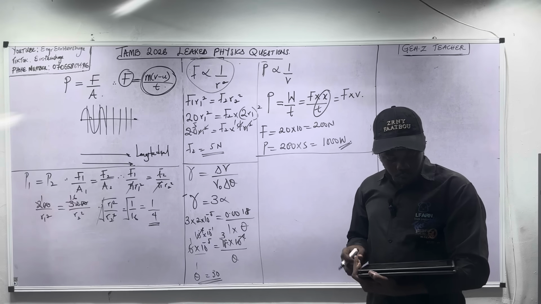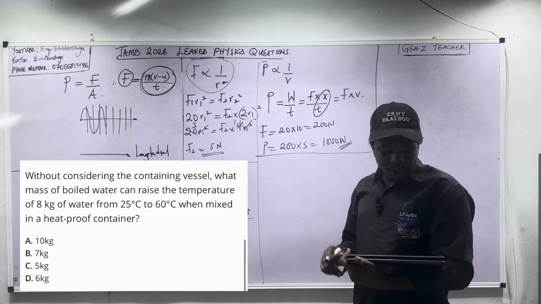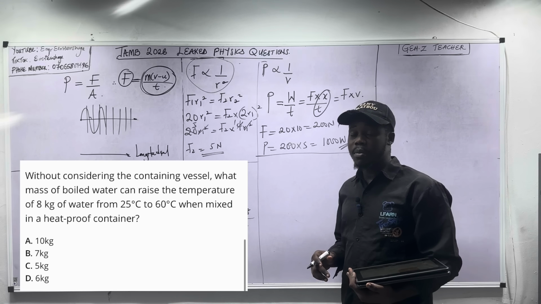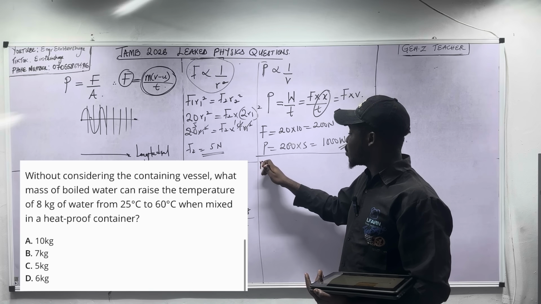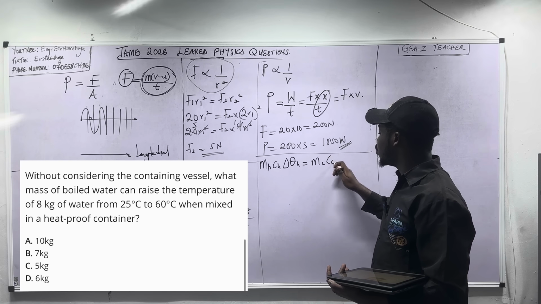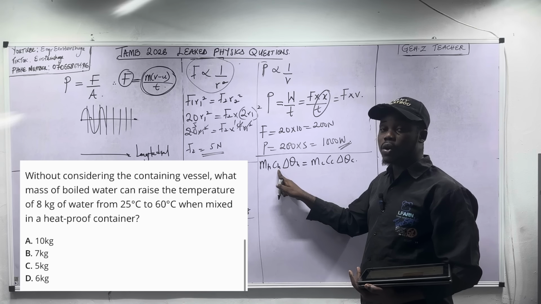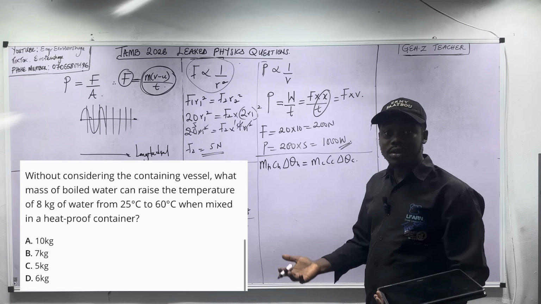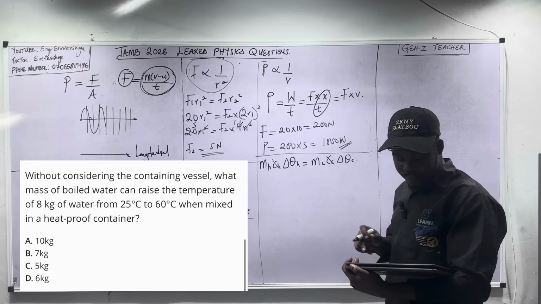The next question says, without considering the containing vessel, what mass of boiled water can raise the temperature of 8 kg of water from 25 degrees Celsius to 60 degrees Celsius? Now, this one is heat. Remember, heat given off by hot body equals heat received by cold body. So for the hot water, you want to say the mass of the hot water, C of hot, and temperature change for hot equals mass of cold, C of cold, and the temperature change for cold. And not to waste our time, the C for hot water and the C for cold water are the same because it is water. So therefore CH can cancel CC. So quickly, the mass of hot water is what we're looking for.